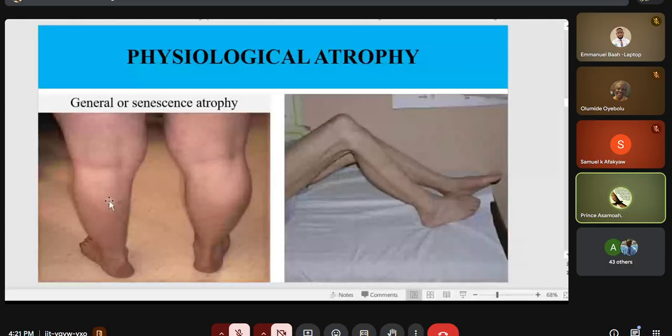Compare this leg and this leg. This leg is bigger than this one. The person is bedridden and is not using the leg like it should be, walking on it, so the muscles have shrunk. That is how it is. These are general atrophy.